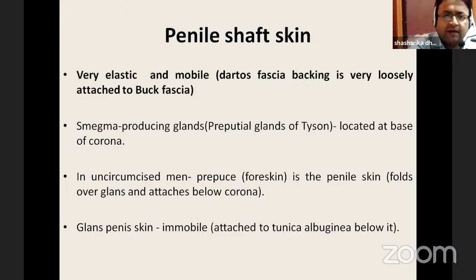There's smegma production from the glands that are located in the prepuce, the preputial glands of Tyson. They are located at the base of the corona. In uncircumcised men, the prepuce is the penile skin, which folds over the glans and attaches below the corona. The glans penis skin is immobile. It is attached firmly to the tunica albuginea below it.